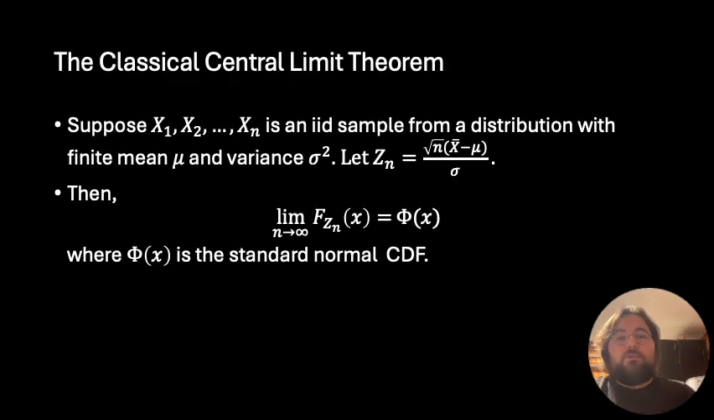Recall that the central limit theorem basically states that the cumulative distribution function for a normalized sample mean converges to a standard normal cumulative distribution function as the sample size gets really big.